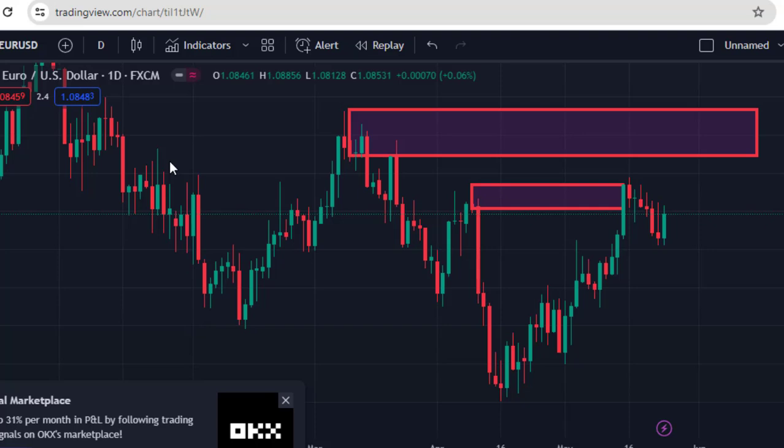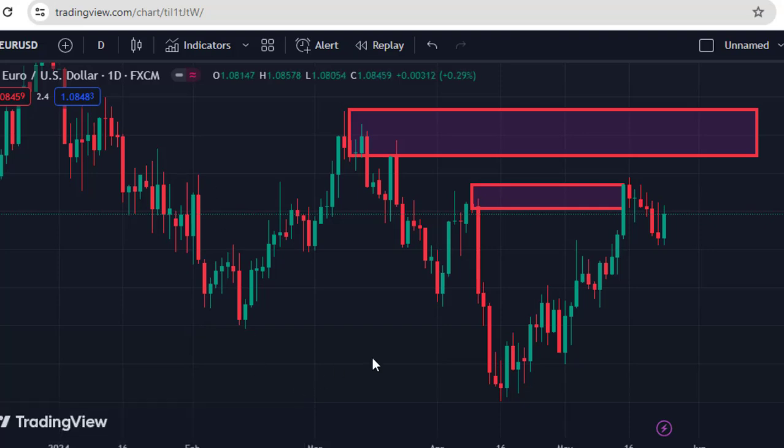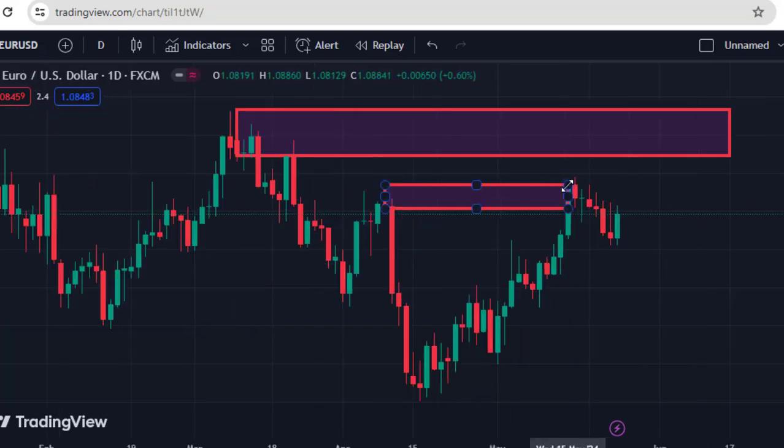Euro USD 1 day chart right here. If you look at what happened at this very point, we have the market move all the way from this area to this very area, and resistance, the market came back down in form of a retracement, and right now the market is moving to the upside. I am expecting that we have a fail swing on this very chart, and that fail swing will make the market begin to move to the downside on Euro USD 1 day chart.